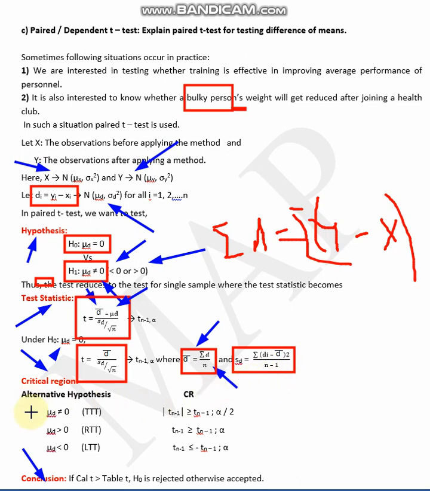The third stage is related with the critical region. So for the alternative hypothesis, if it is a two-tailed test, then mod t n minus 1 should be greater than or equal to t n minus 1 alpha by 2. And what is this alpha? Alpha is my level of significance. For a two-tailed test, we have to divide it by 2. Otherwise, for a right-tailed test, we can take the same level of significance, alpha.